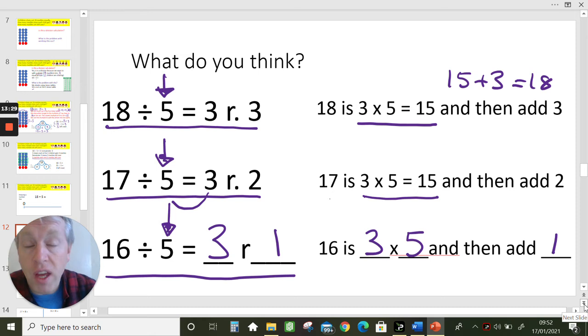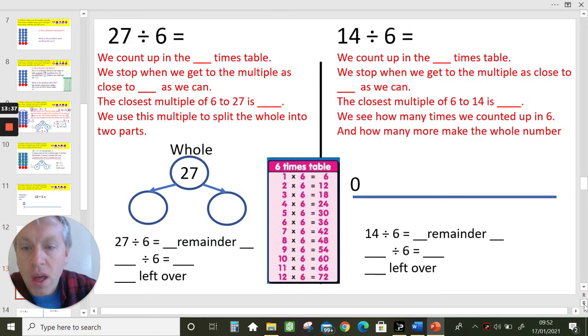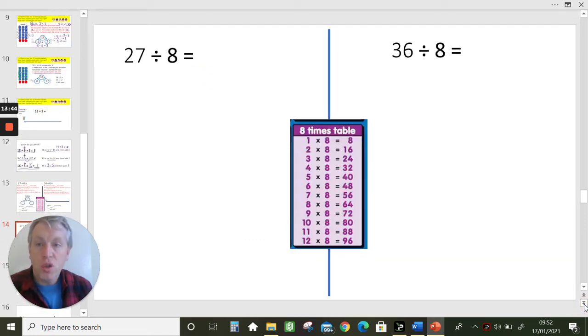So if you think I'm really happy with this, then you can have a go. You don't have to listen to the end of this. If you think you've got it, have a go at the worksheets. If you're not so sure, I tell you what, let's have a look at this one. 27 divided by 8. Well, we're dividing by 8, so we need to use the 8 times table. We count up on our 8s, we get as close to 27 as we can.